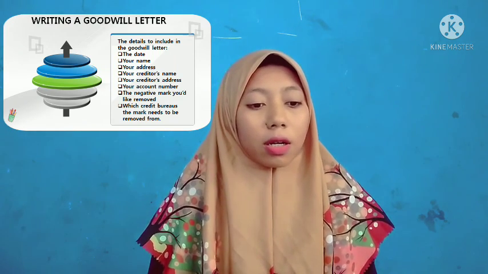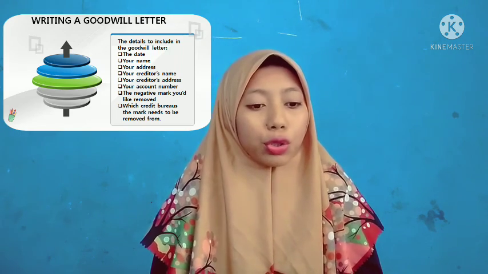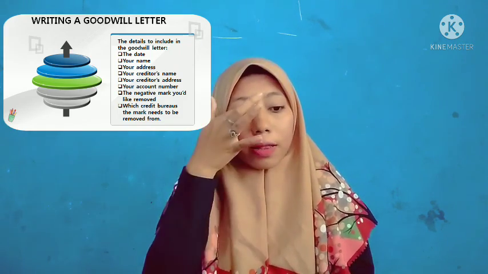Next is your creditor's name and your creditor's address. It means that it is the name and address for receiving your letter. Next, in the body of the letter, you should mention the purpose of why you make this letter. For example, you would like to mention the negative mark you would like removed. And next, which credit the mark needs to be removed from.